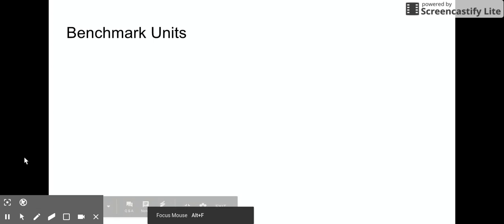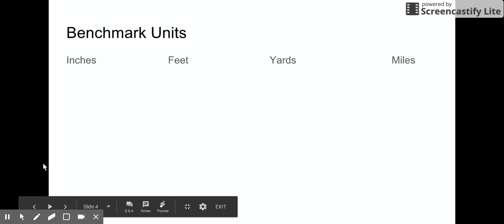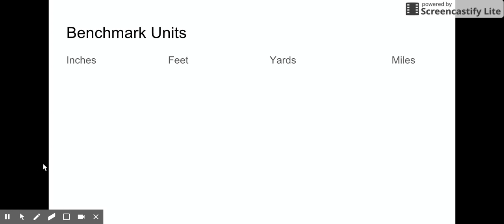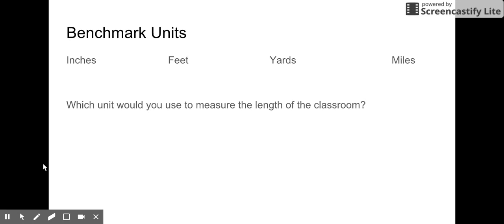I want you to keep the benchmark units that we just talked about, inches, feet, yards, and miles, in mind, because we're going to talk now about which of those units would make the most sense to measure different things. Which unit do you think you would use to measure the length of the classroom? Go ahead and pause the video while you think about your response and discuss it.